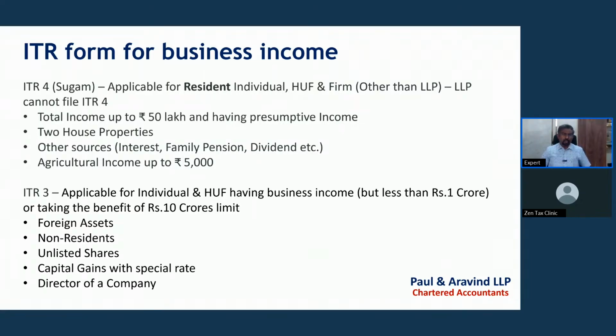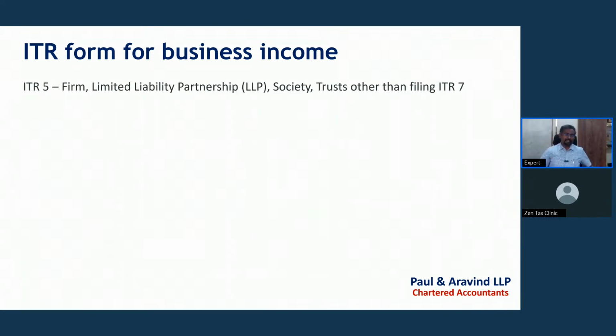So when I'm talking about the filing of income tax return, I'll also explain ITR 5. ITR 5 is to be filed by a firm or an LLP, society or a trust who is not obligated to file the return under ITR 7. Trust is a very separate subject, and we will deal with it separately. But once it is not a trust which is filing ITR 7, then they also have to file ITR 5.